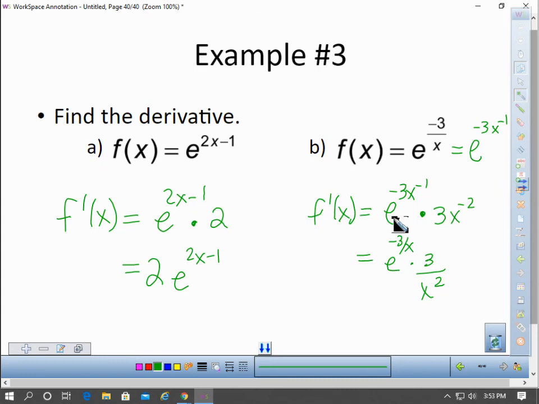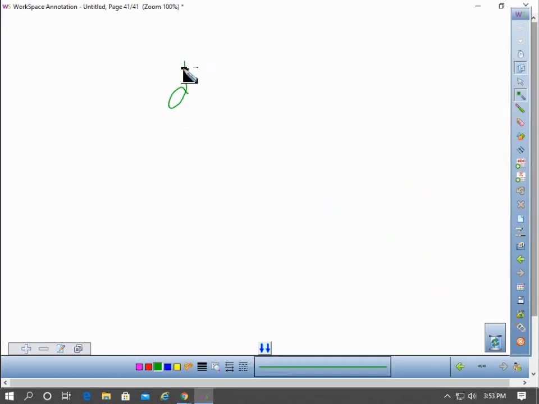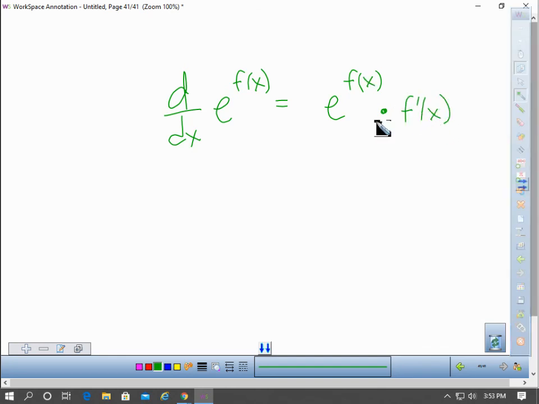So the new thing we're learning this time is how to integrate, how to go backwards. So the derivative of e to some function is e to that function multiplied by the derivative of the exponent of the function. So that's how you take the derivative of e.